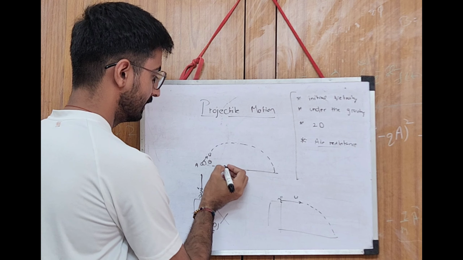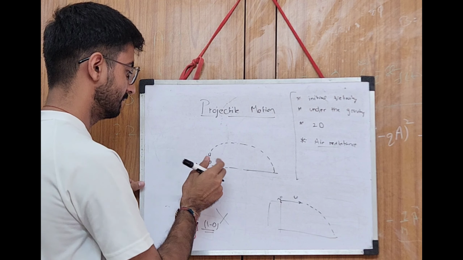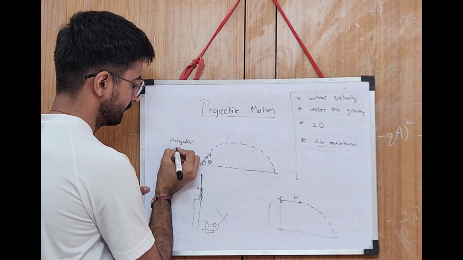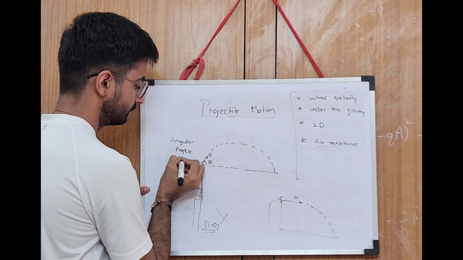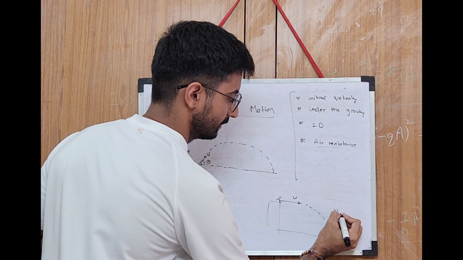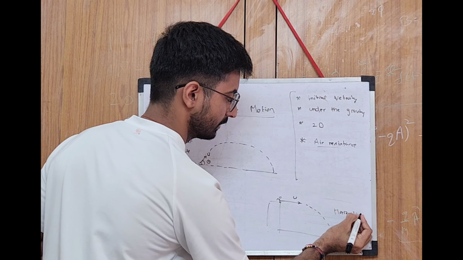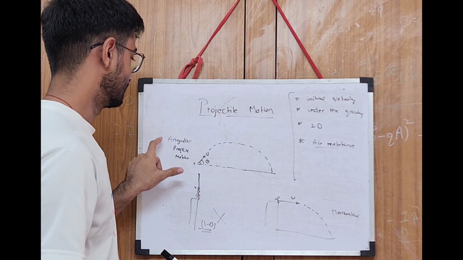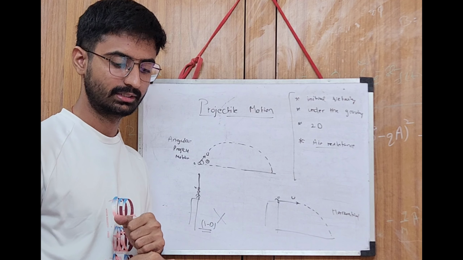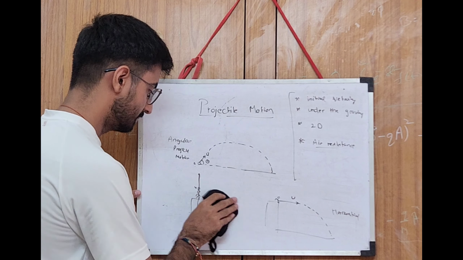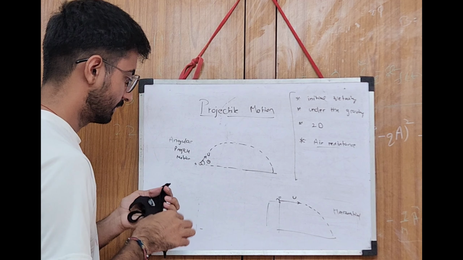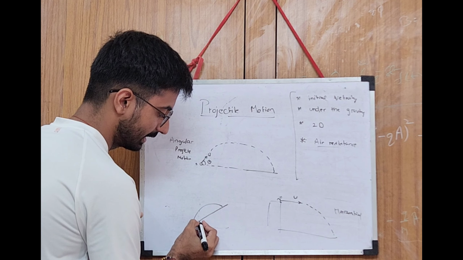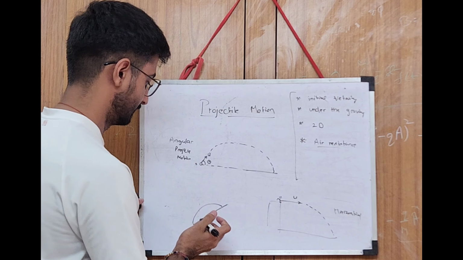In the first part, we are given some velocity at an angle to the horizontal. So this is angular projectile motion, and this is horizontal projectile motion. In the second we are given velocity in the horizontal direction. Later we will see many examples, like when we study this motion on an incline, which is called inclined projectile motion.